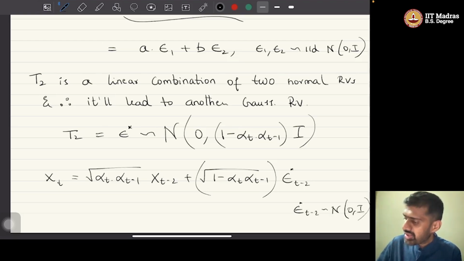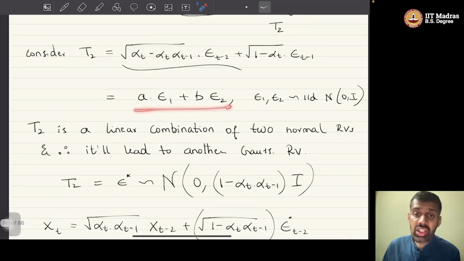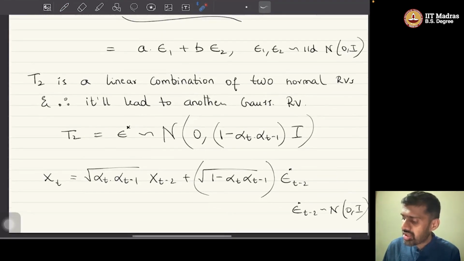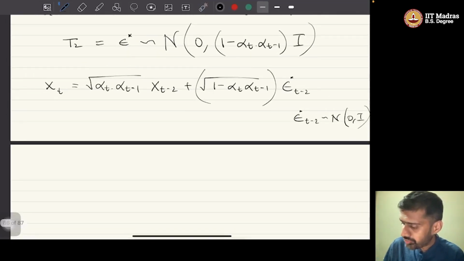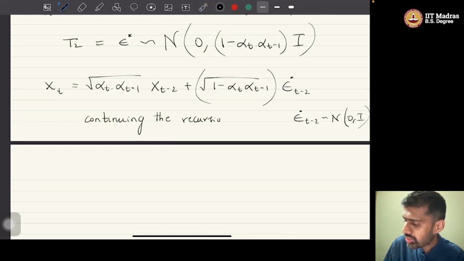So what did I do? We had a linear combination of two isotropic Gaussians, that is another Gaussian with mean 0 and some variance. So we know that any Gaussian with 0 mean and some particular variance can be written again in terms of an isotropic Gaussian. How do you do that? You just take an isotropic Gaussian and scale it with whatever the variance is, because the mean is anyway 0. Now I did it for the second term. One can continue this recursion for all the terms, till x naught.